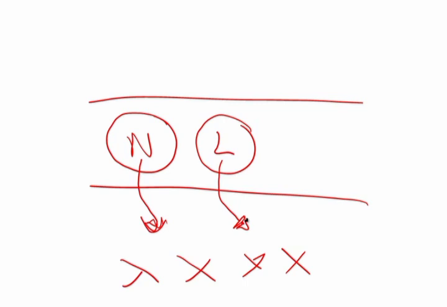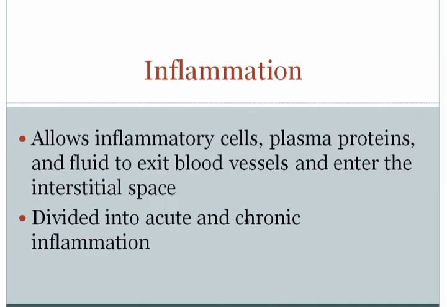And that's a very, very simplistic way of looking at inflammation, but I do think that that's sort of the global picture that we have to have in mind before we move forward. So let's go back and review what's in your text. So we say that inflammation allows inflammatory cells, plasma proteins, and fluid to exit the blood vessel and enter the interstitial space. And remember that the interstitial space is basically the tissue space outside of the blood vessel. It's where the inflammation is actually occurring.